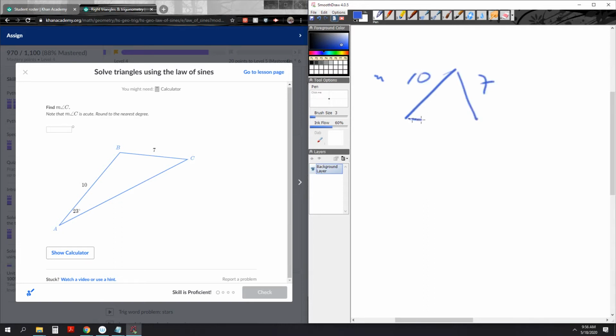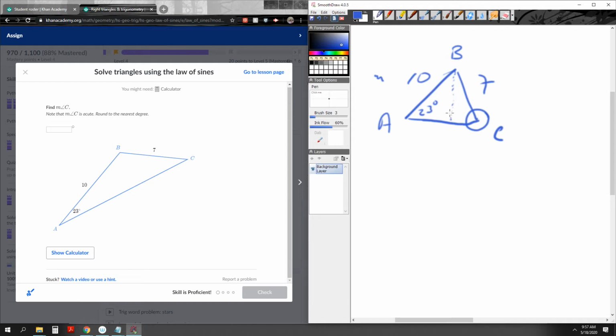Sides 7 and 10, and an angle of 23 degrees. And it's going to want us to find this angle right here. Let's make sure that's true. Yep, this is C. The one between 10 and 7 is B, and the 23-degree angle is A. Okay, so it wants us to find this. Well, I'm going to try this.